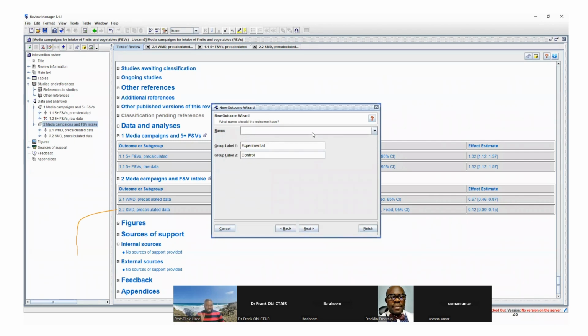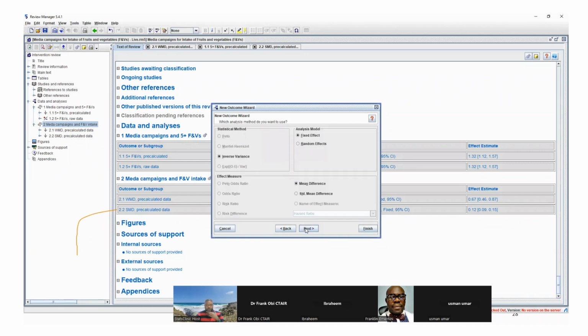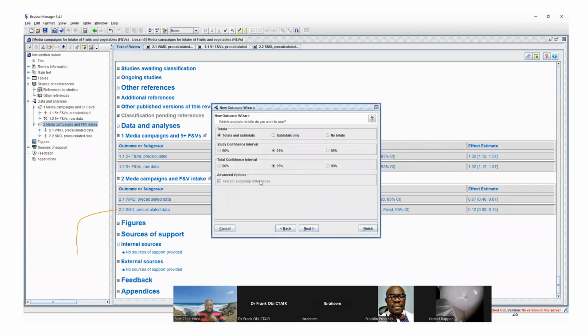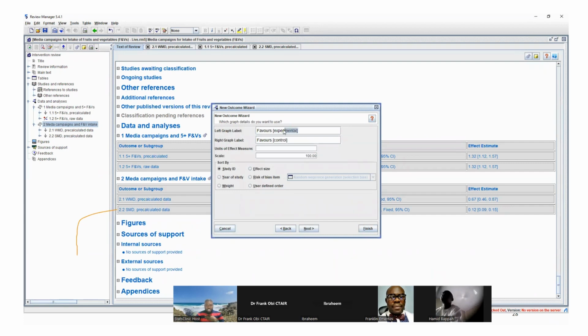So now you have to label the outcome. So I will call it weighted mean difference raw data. So that's informative enough. With next, here it says the inverse variance, fixed effect, and we can choose random effect if we want. Mean difference again, click next. And here, totals, subtotals, click next. Here, I'm going to change it because we know what we expect, that the control is on the left side, the experimental arm is on the right.